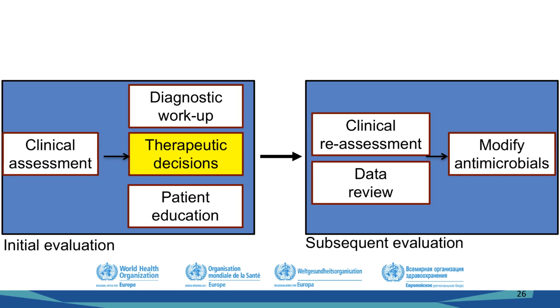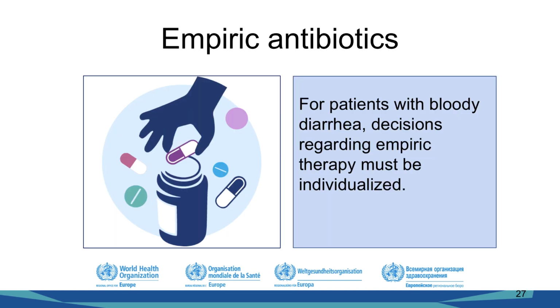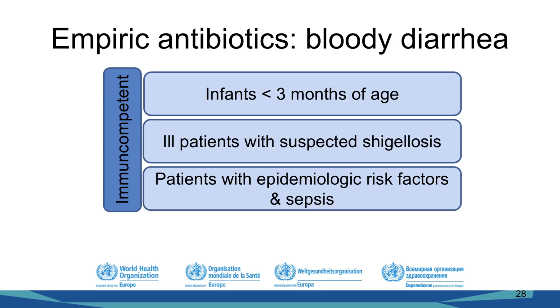In addition to rehydration, should this patient be given empiric antimicrobial therapy? For patients with bloody diarrhea, decisions regarding empiric therapy must be individualized for each patient. Empiric antimicrobials should not be given to all patients with bloody diarrhea due to the harm associated with antimicrobial use in patients infected with Shiga toxin-producing E. coli. However, this is not the only pathogen that causes bloody diarrhea.